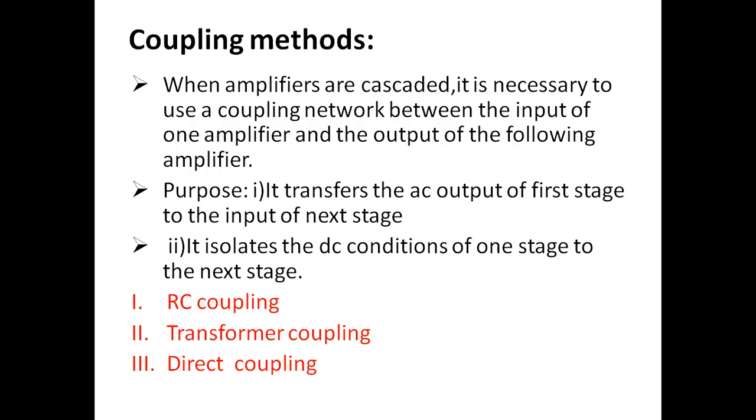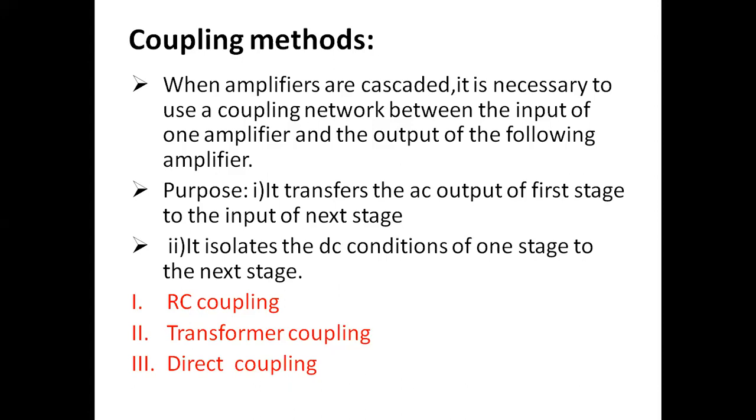For this interstage coupling, different types of coupling elements can be employed. Depending on the components we use in the process of coupling, we have three types of coupling methods. First one, RC coupling. Second one, transformer coupling. Third one, direct coupling.